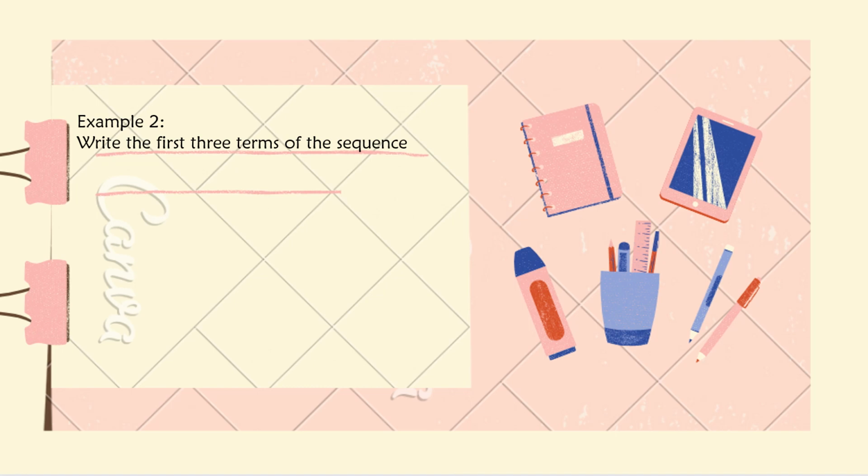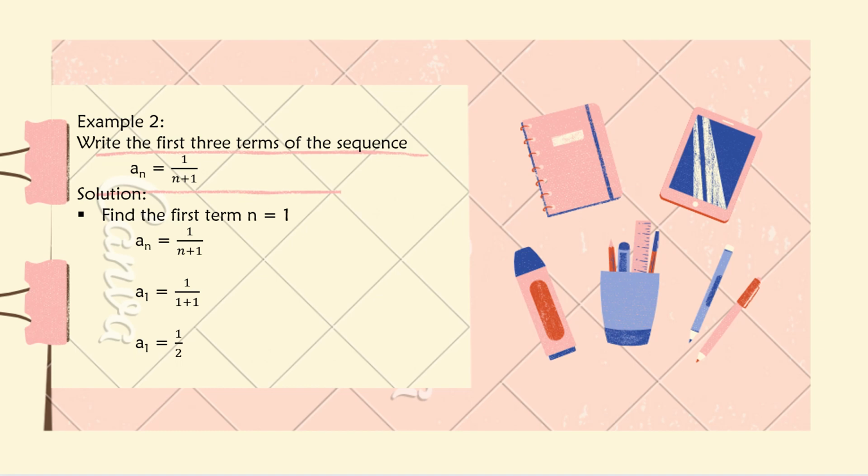Write the first three terms of the sequence. Okay, so the general form is a sub n is equal to 1 over n plus 1. So this time, fraction naman. Okay? So let's have our solution. So find the first term. So n is equal to 1. Okay, so we have a sub 1 is equal to 1 over our n is 1. So 1 plus 1.